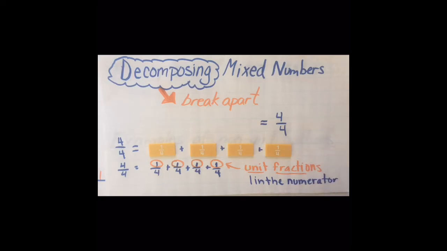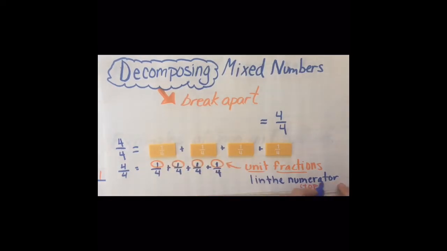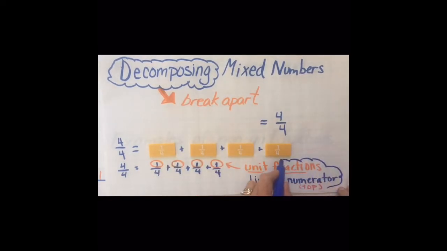And I like to always put that the numerator is the top number. So I'm going to put top here. Pen's running out a little. Okay. So we have 2 definitions now. Decomposing means to break apart, and unit fraction means that there's always a 1 in the numerator. Okay, next slide.